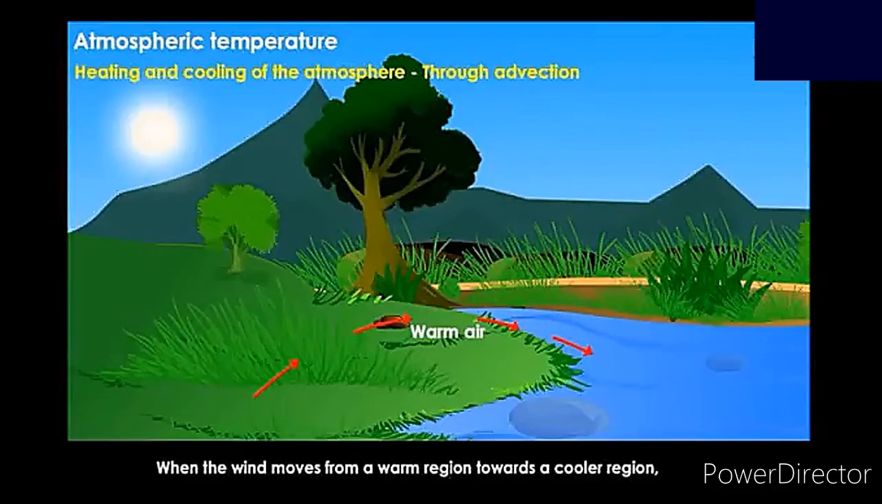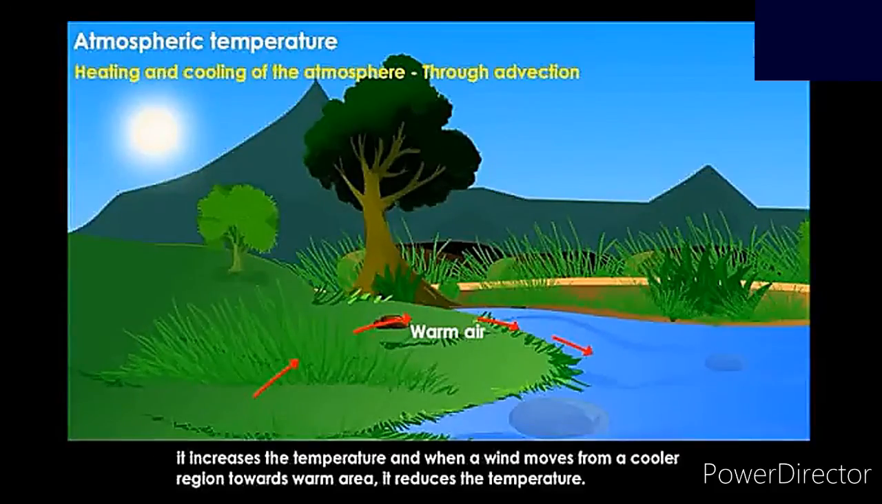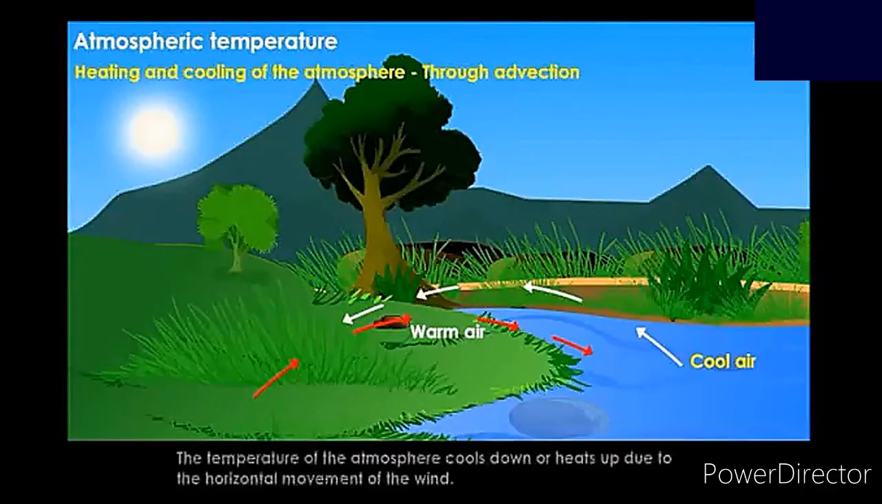Next, through advection. When the wind moves from a warm place to a cold place, it increases the temperature, and when wind moves from a cooler region towards a warm area, it reduces the temperature. The temperature of the atmosphere cools down or heats up due to the horizontal movement of the wind.